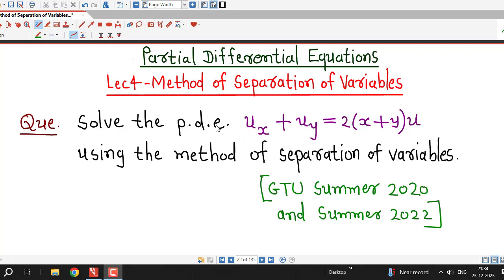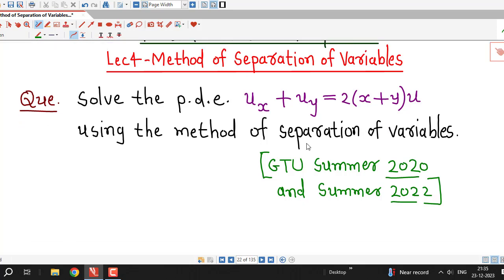Hello friends, I welcome you in lecture number 4 on the method of separation of variables. In this lecture, we will solve this partial differential equation using the method of separation of variables. And this question was asked in GTU Summer 2020 as well as Summer 2022 exam.